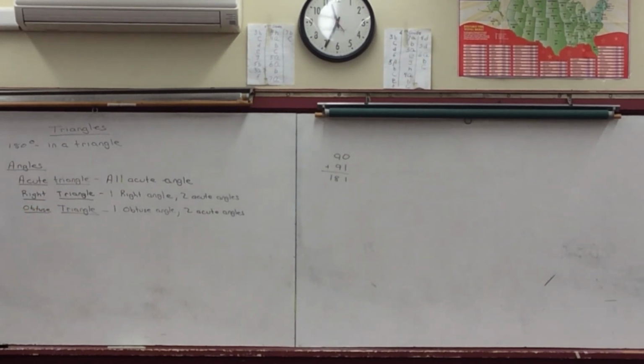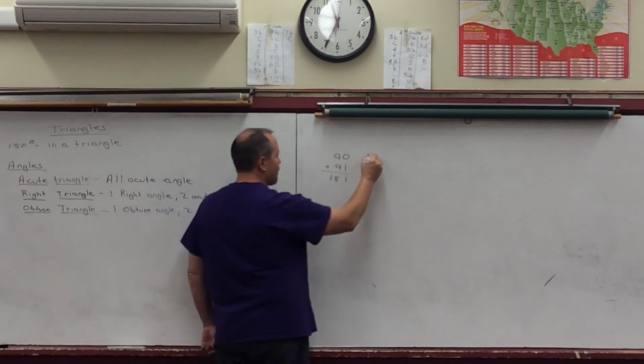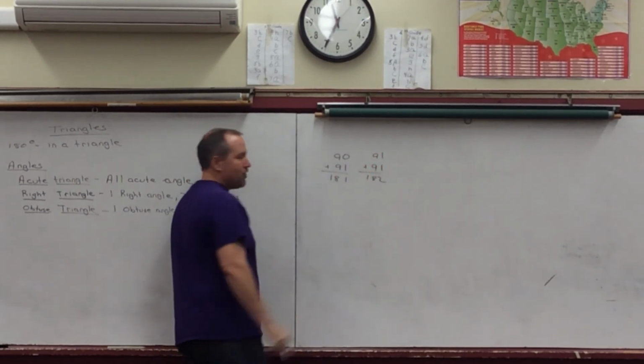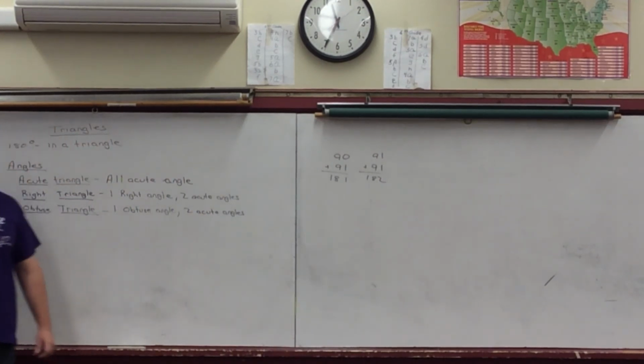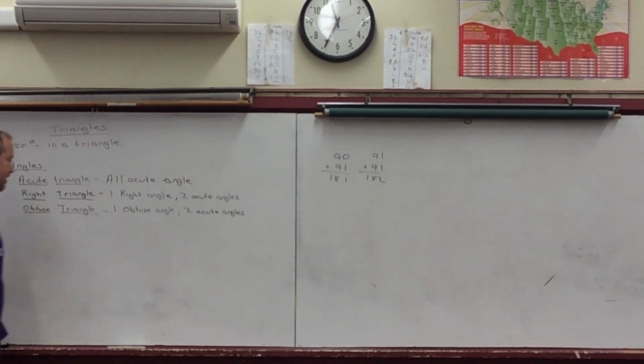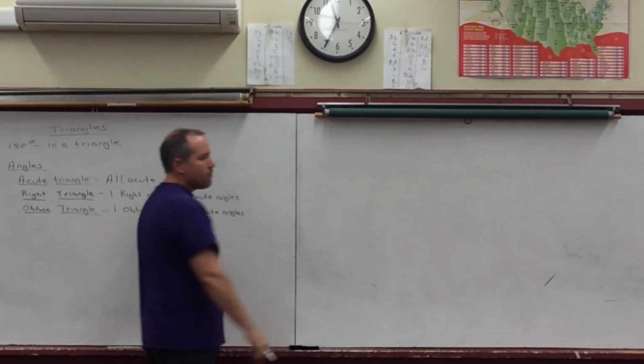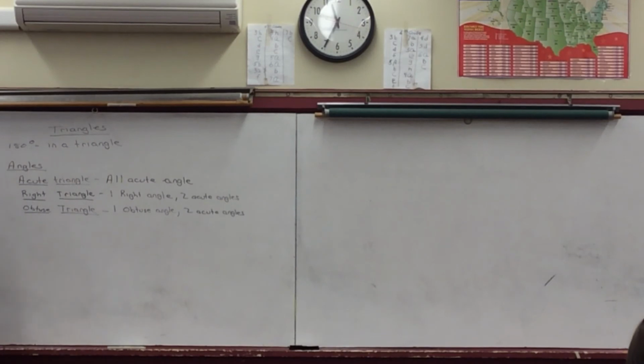Is it possible to have two obtuse angles in the same triangle? No, because the smallest obtuse angle is 91 degrees. Well, if you have two of the smallest ones, right there, that is 182 degrees. And you still have that third angle, and we're already over the 180 degrees in a triangle. Okay? So that is why a right triangle has one right angle, and all the rest must be acute. And likewise, an obtuse triangle has one obtuse angle, and all the rest must be acute.